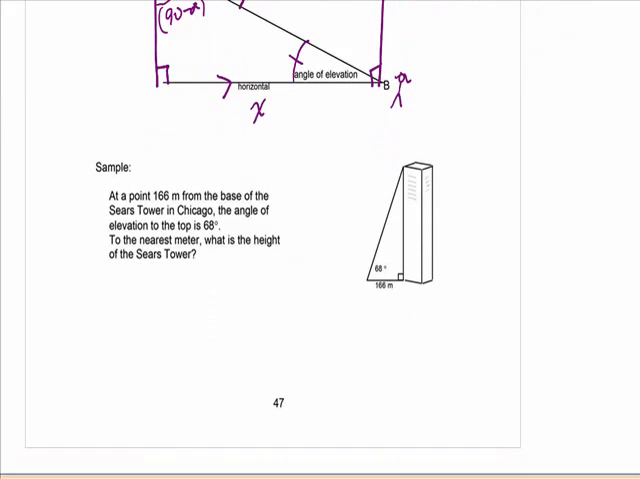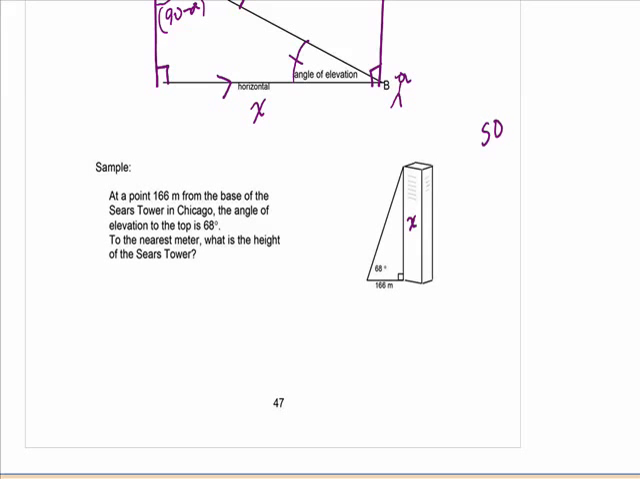At a point 166 meters from the base of the Sears Tower in Chicago, the angle of elevation to the top is 68 degrees. To the nearest meter, what is the height of the Sears Tower? Mr. Stern, are we looking for a leg of the triangle or the hypotenuse of the triangle? We're looking for the leg. You're correct. So this is the height of the Sears Tower. We're not looking for a hypotenuse.